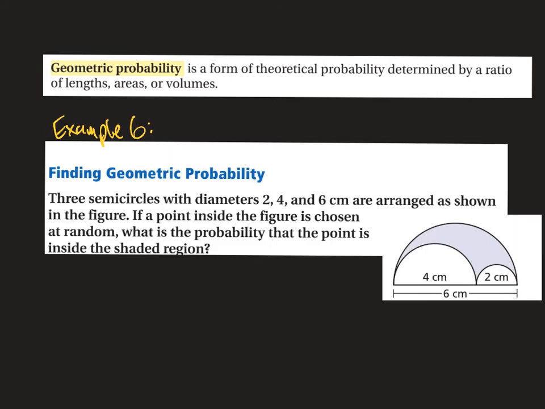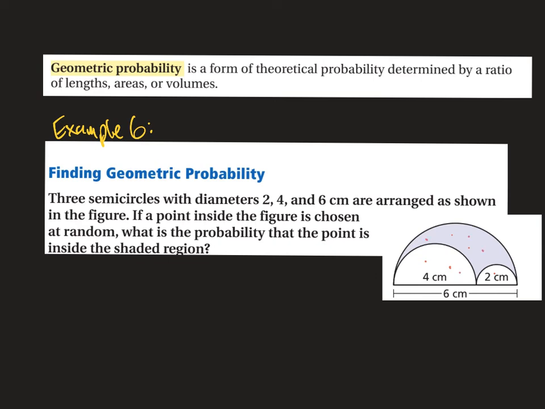Okay, so example 6 here is about this picture with these semicircles. And the description is that there are 3 semicircles with diameters of 2, 4, and 6, and they're arranged as shown in the figure. If a point in the figure is chosen at random, what is the probability that the point is inside the shaded region? So this is kind of like a dart game, right? I'm going to throw a dart at this picture, and I want to know the probability that it lands in the purple instead of the white. So I'm making these little red dots to mimic that.